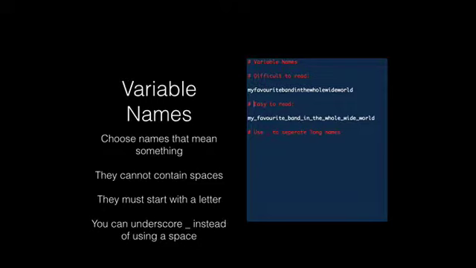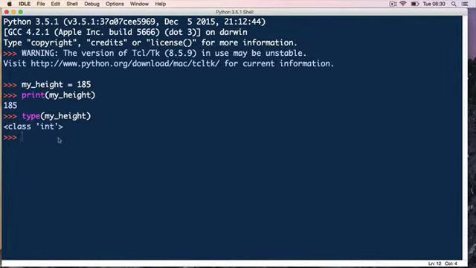So let's try and make some variables. So I said it must start with a letter. So let's try starting one with a number. 99_red_balloons equals 99. Then we press enter, and oops, it didn't like that. Syntax error, invalid syntax. That's because we started with a number. You can't do that.